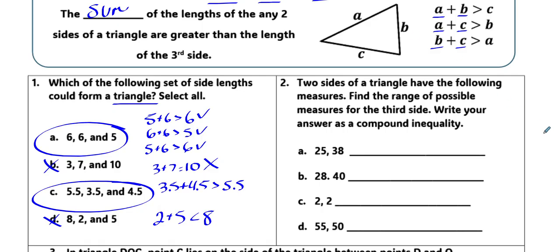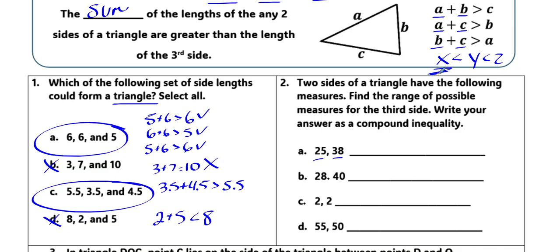All right, on the next one, two sides of a triangle have the following measures, so they're giving us two of the sides. Find the range of possible measures for the third side, and we're going to write our answer as a compound inequality. A compound inequality is like this, but there's really two inequalities put together. I'm just going to draw an example. X is bigger than Y, and Y is bigger than Z. That is a compound inequality.